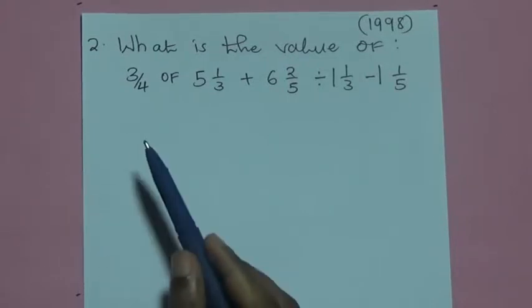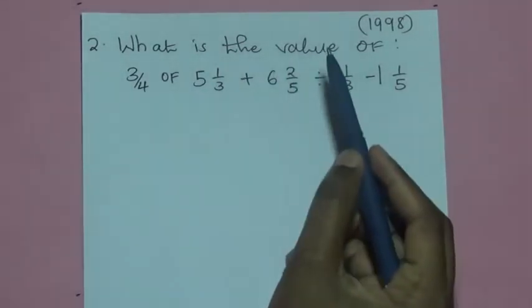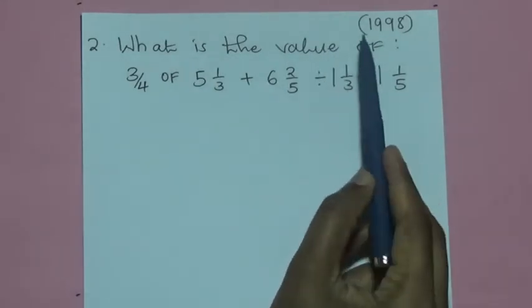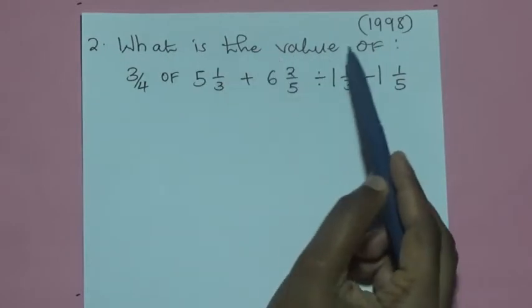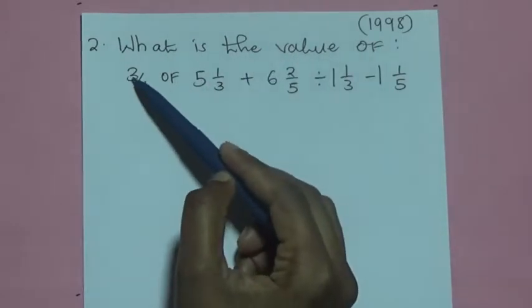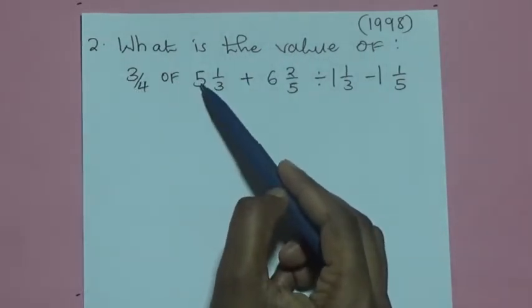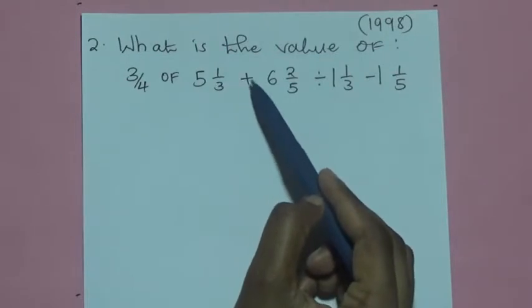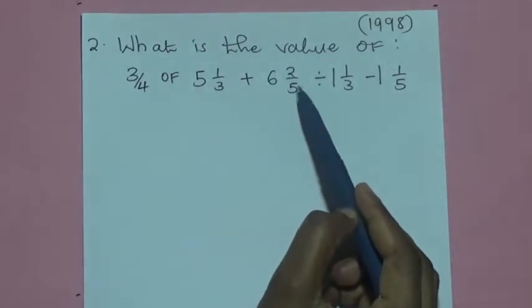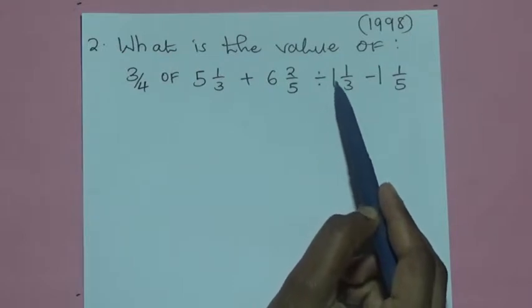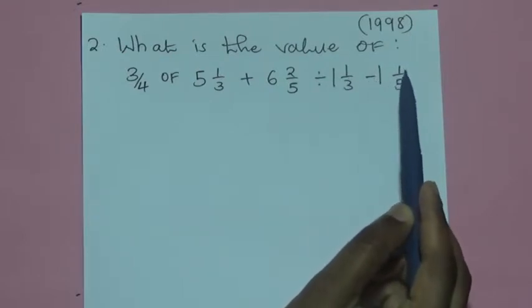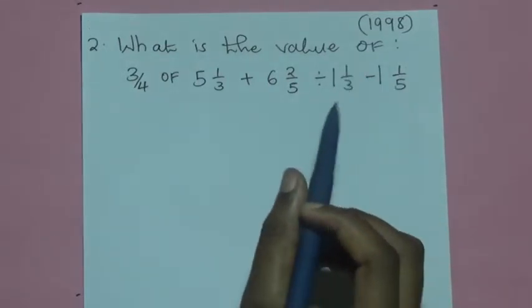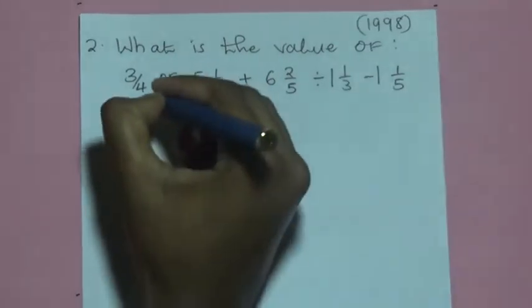Look at the second question. This was a KCPE question in the year 1998. We are told: what is the value of 3 over 4 of 5 and a third, you add 6 and 2 over 5, divide by 1 and a third, and then you subtract 1 and 1 over 5. Also in this case, we are going to use BODMAS.